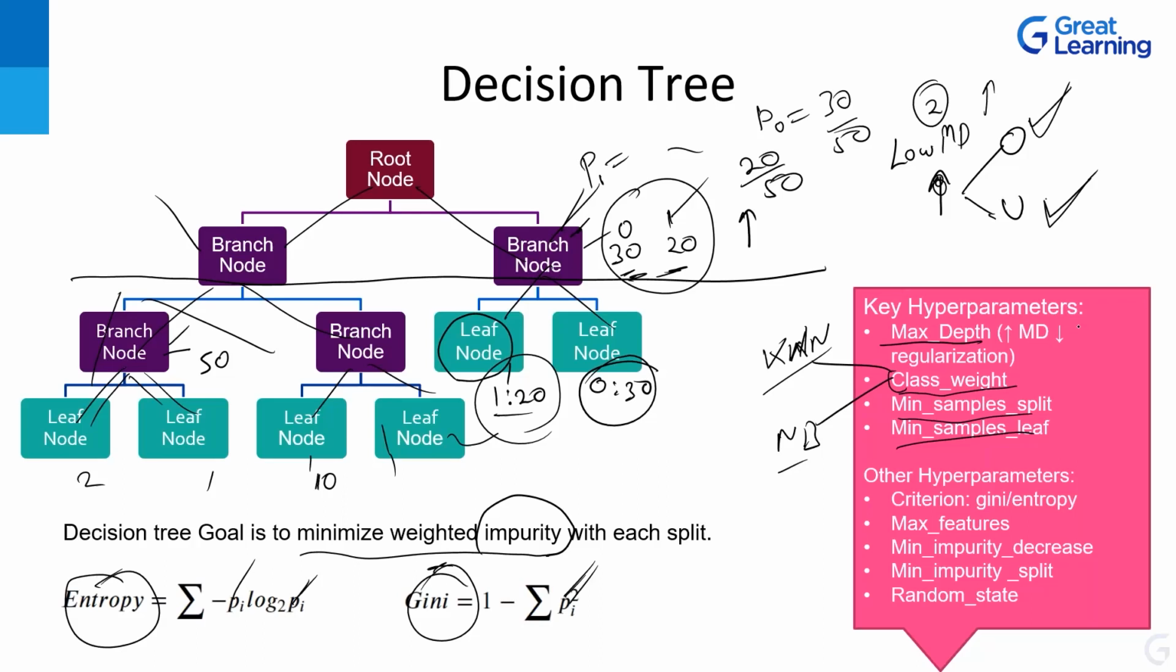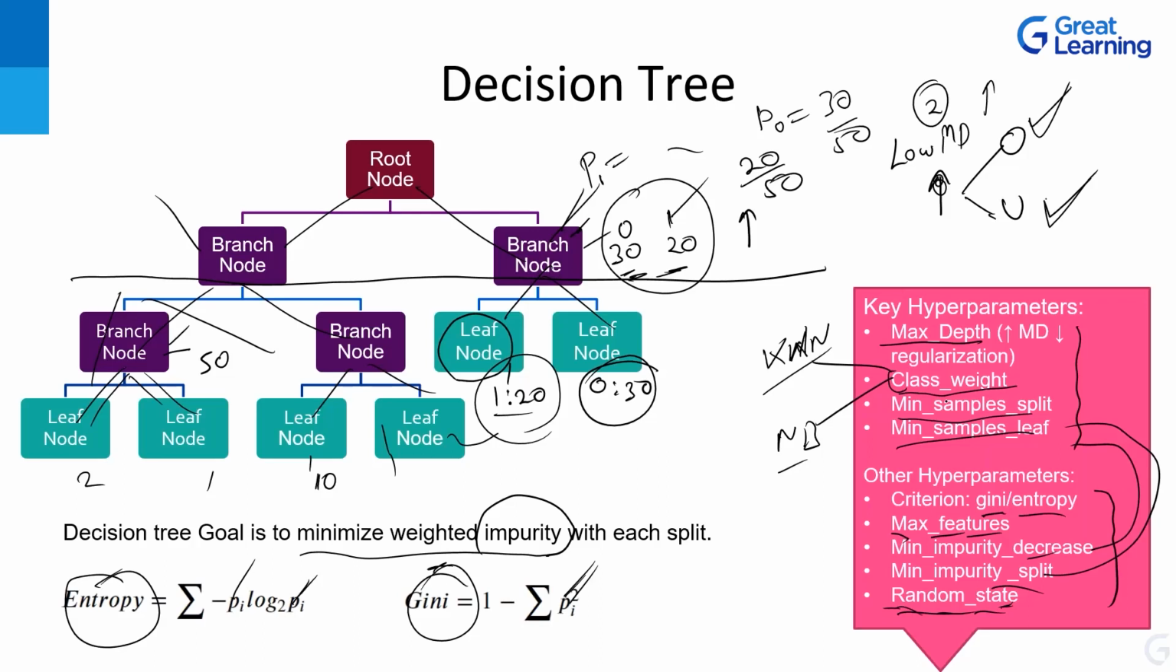Now, these are some of the important hyperparameters, but there are a lot of other hyperparameters which are not as important, like choosing which impurity we use, Gini or entropy. Max features is not important for decision trees, but it is going to be important for random forest. Similarly, minimum impurity decrease and minimum impurity split have a very similar kind of effect as minimum sample leaf and minimum sample split. So that's why I have put them in the not so important category. And similarly, random state as well. Random state helps us in getting similar results after we run the model multiple times. All right, so that's about decision tree.